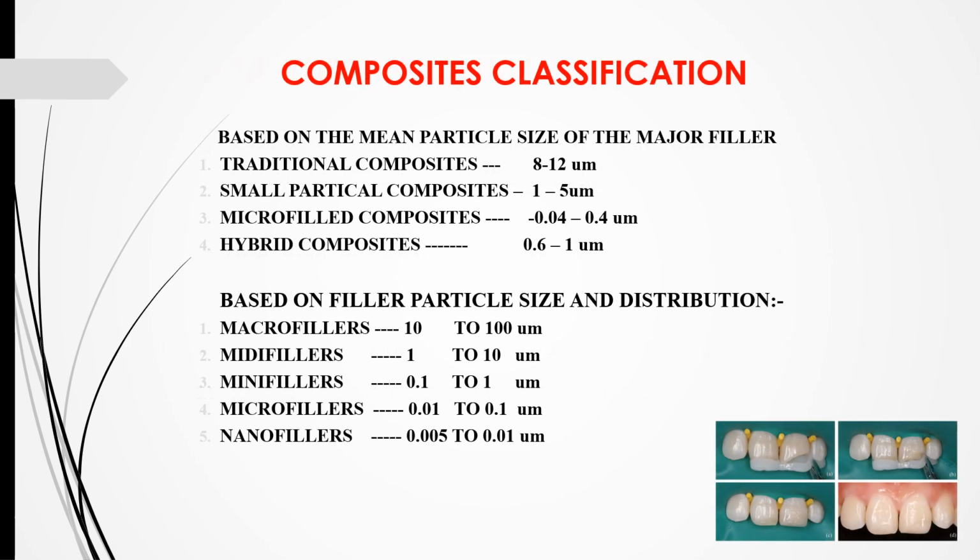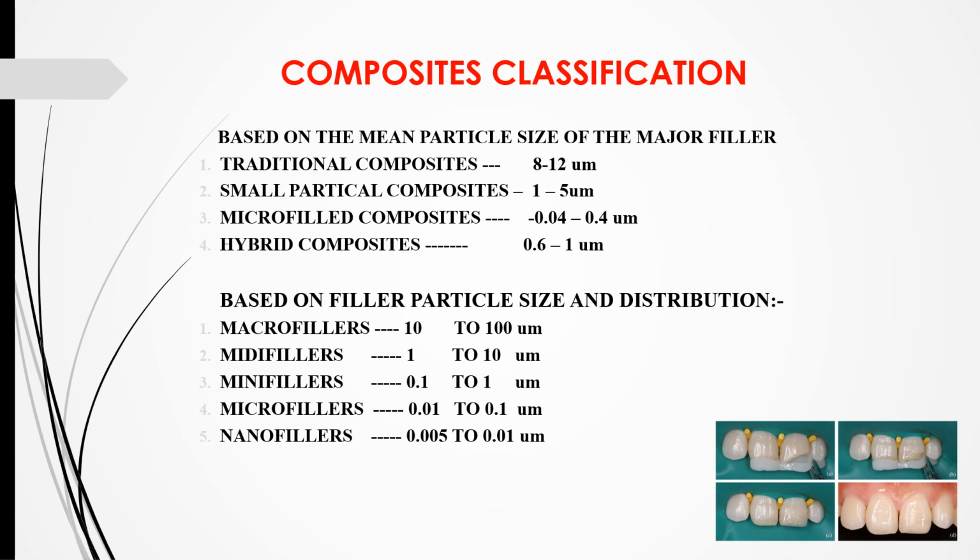Coming on to classification of composites, based on the mean particle size of the major fillers, we have traditional composites, small particle composites, microfill composites and hybrid composites. Traditional composites have a mean filler particle size of 8 to 12 microns, small particle composites 1 to 5 micrometers, microfill composites 0.04 to 0.4 micrometers and hybrid composites 0.6 to 1 micrometers.